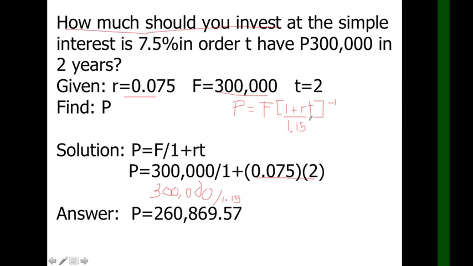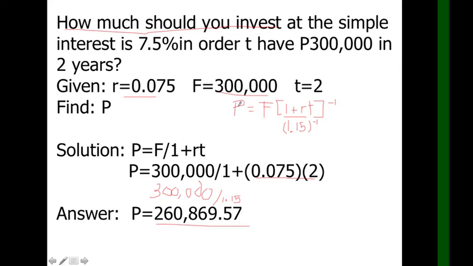Okay? And then, i-raise mo siya sa negative 1 sa iyong calculator. So, ita-type mo 1.15 raised to negative 1. You will get 0.869565217. I repeat, you will get 0.869565217. And then, i-multiply mo siya ng 300,000. Hindi siya i-divide, okay? I-multiply. You will get 260,869.57. Same lang siya nito.